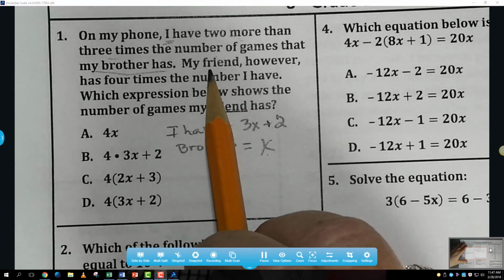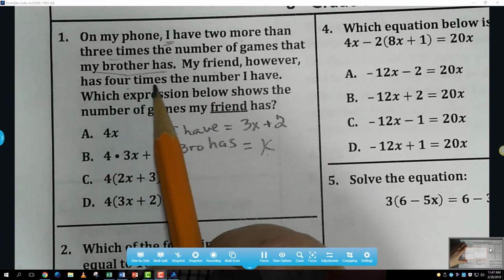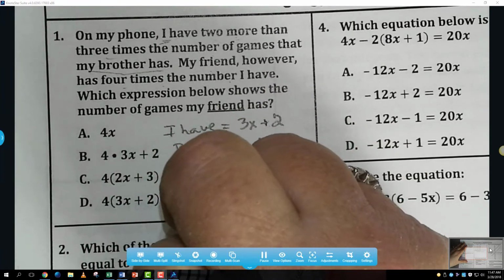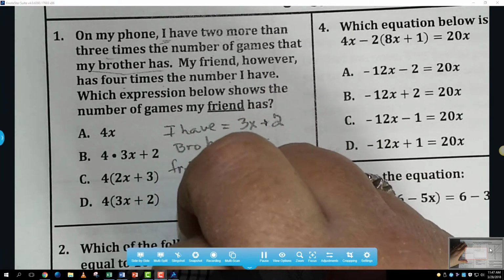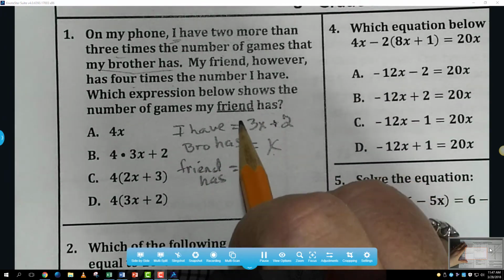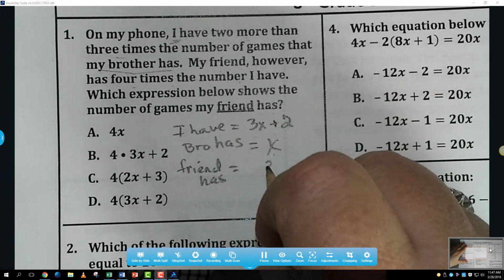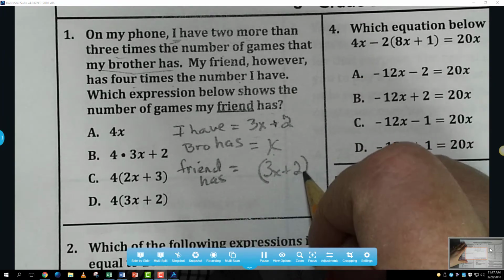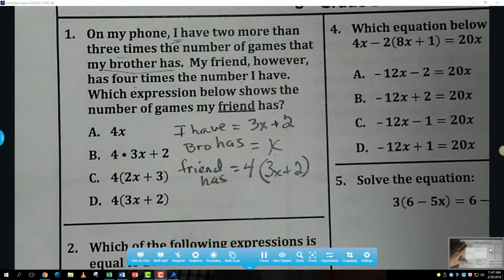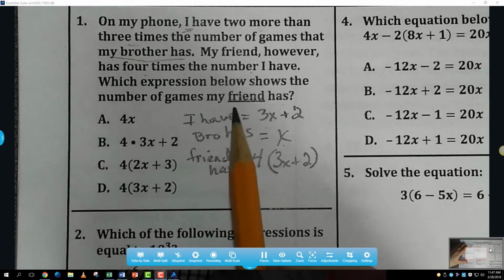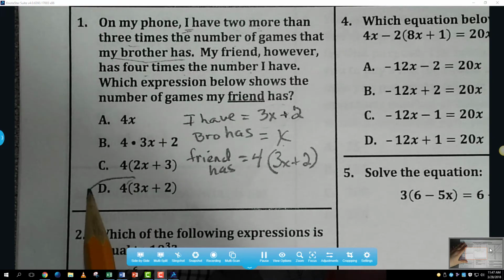Then it goes on to say my friend has 4 times the number that I have. So my friend has 4 times as many as me. Well, if this is what I have, and my friend has 4 times as many, my friend has this many. Which expression below shows the number of games my friend has?